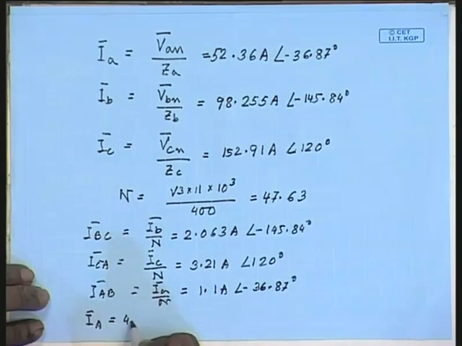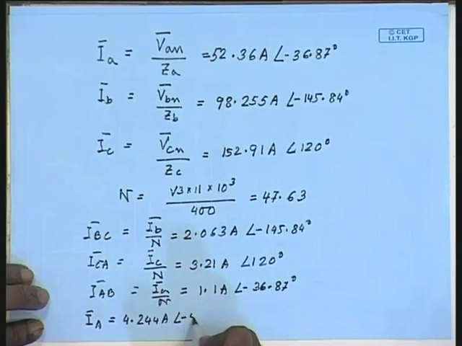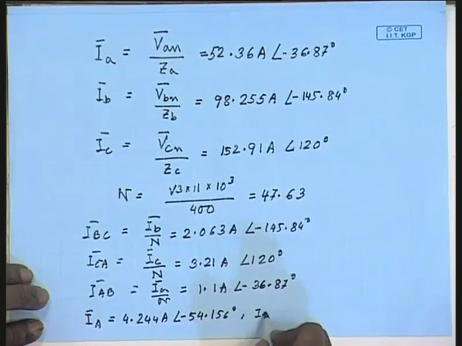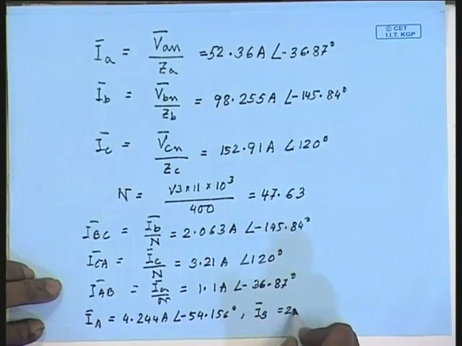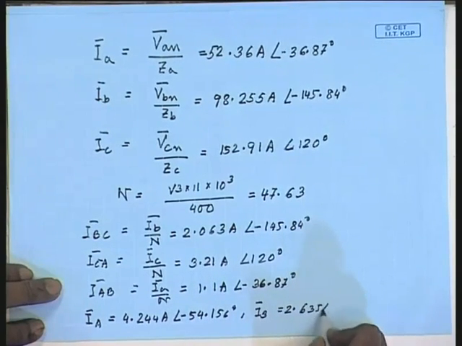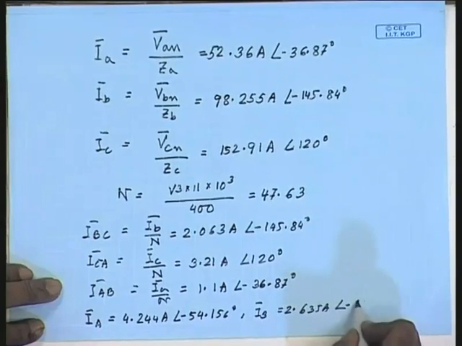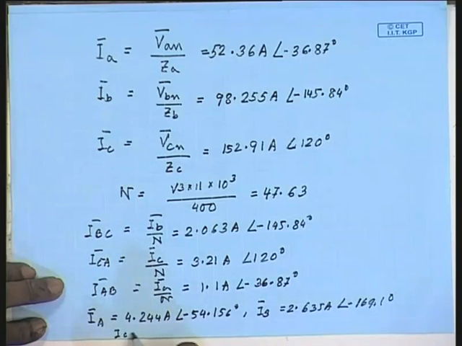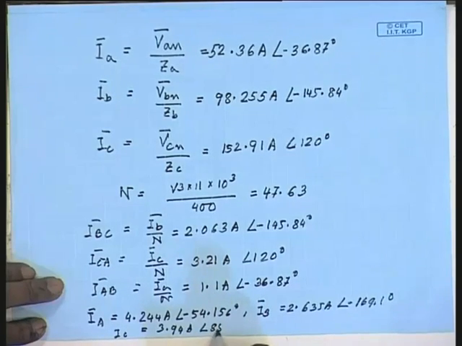This comes to 4.244 ampere angle of minus 54.18 degrees, IB comes out to be 2.635 amperes, angle of minus 169.1 degrees, and IC comes out to be 3.94 amperes, angle of 88.5 degrees.